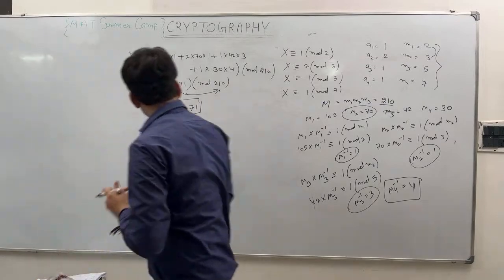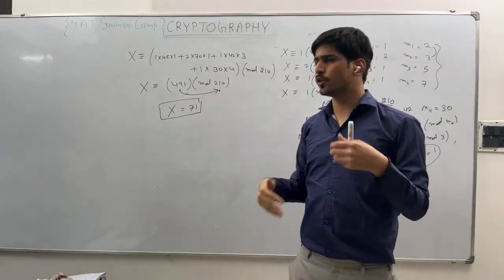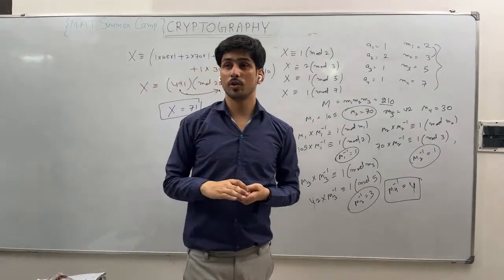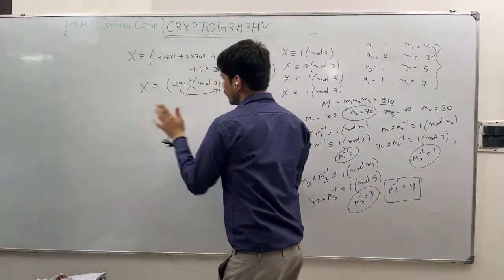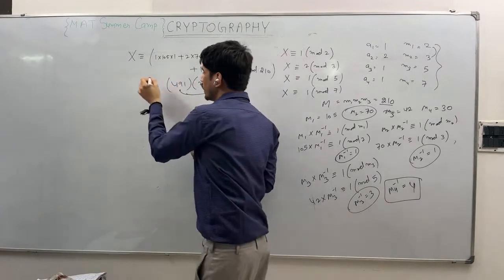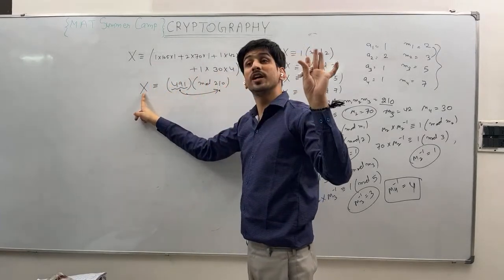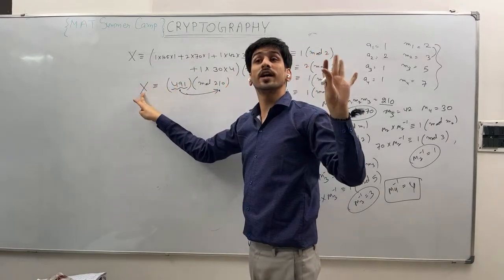Yes, sir. Okay, so from here we got x is equal to 71. This way we can apply it. In your assignment also you'll get some problems where you can apply the Chinese remainder theorem. Clear? Last step I'll explain: if the number is less than the divisor, then the number itself is the remainder; if it is greater, then we divide and take the remainder.